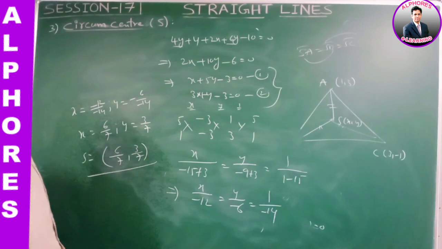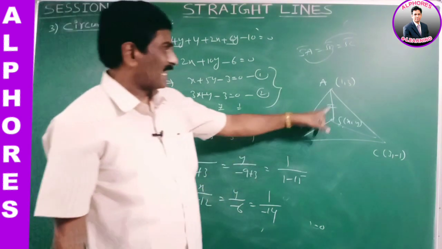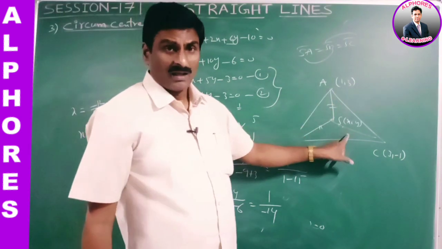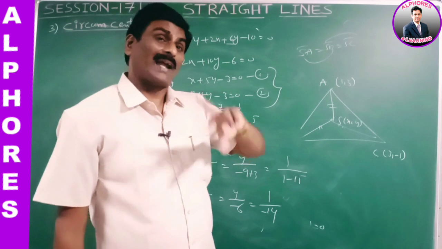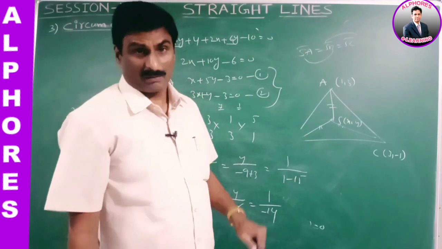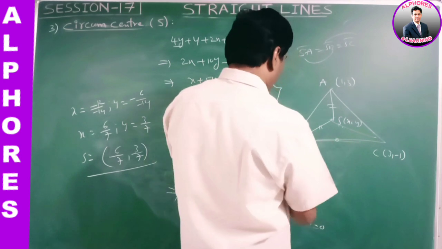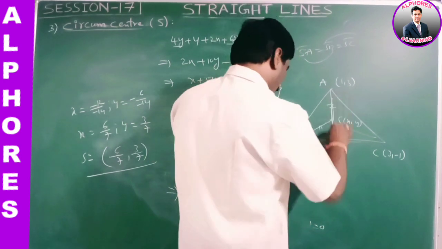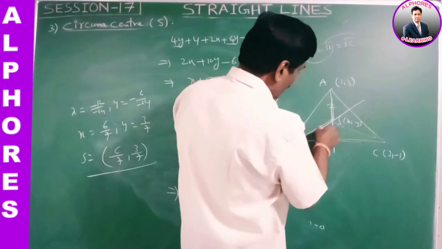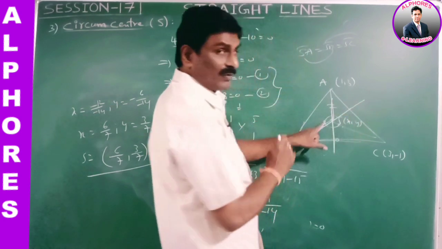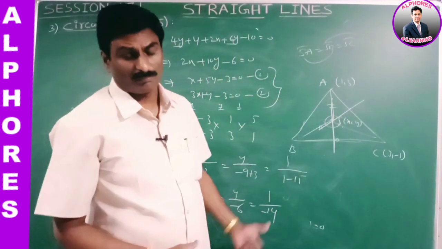In this case, we found the circumcenter by using SA = SB = SC. Alternatively, the circumcenter is the point of concurrency of the perpendicular bisectors. That means we find the equation of the perpendicular bisector of BC, which is perpendicular to this line and passes through the midpoint. By solving two such equations, we also get the circumcenter. Please note this.